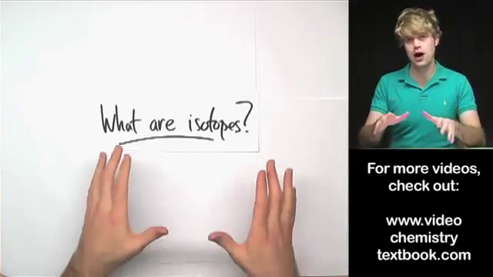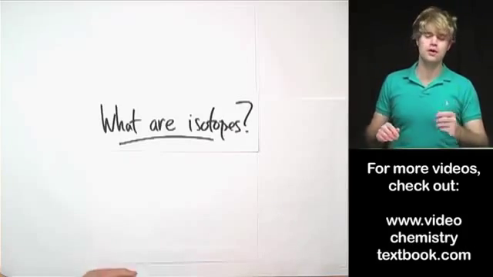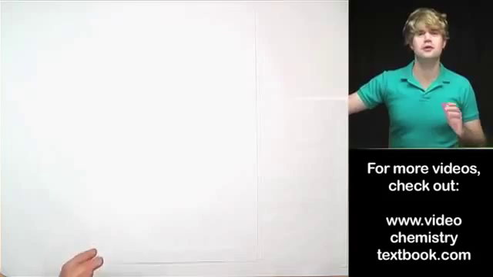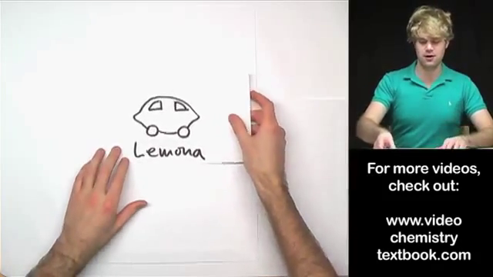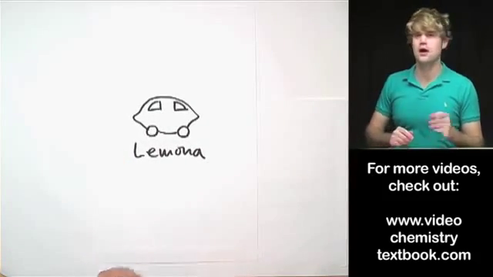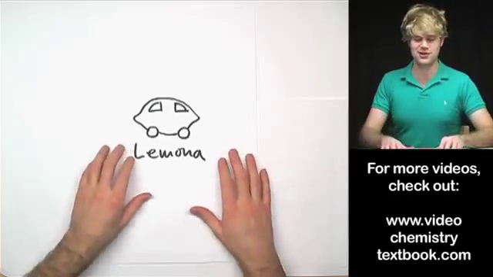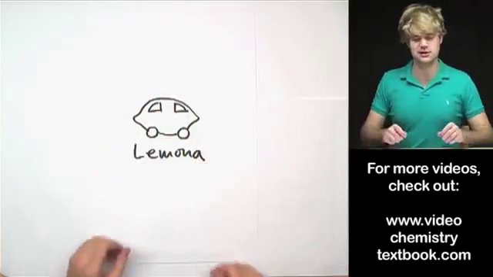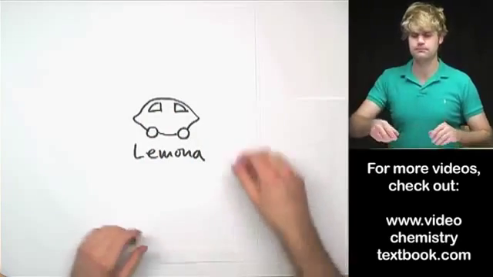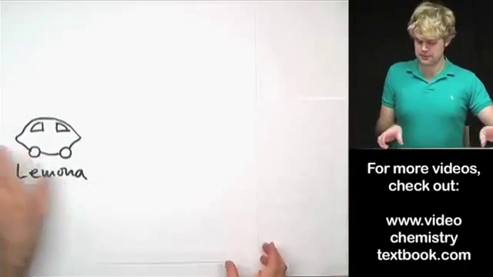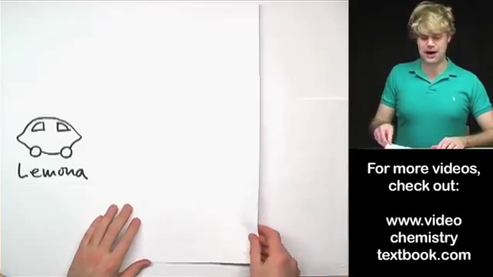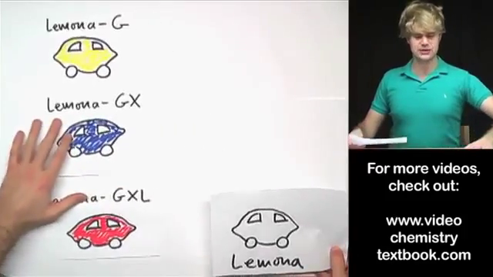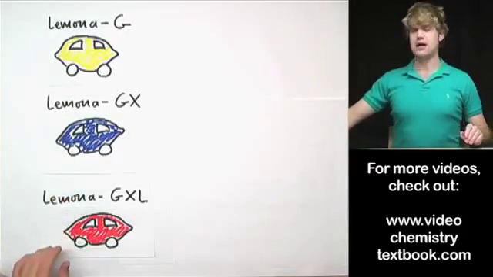So I want to describe them by starting out with an analogy to cars, okay? I want to talk to you about the made-up car called the Lamona, the epitome of luxury, and it's known for its very distinctive styling. As you'll see, the Lamona looks like a lemon. Now the Lamona comes in 3 different models. There's the Lamona G, the Lamona GX, and the Lamona GXL.